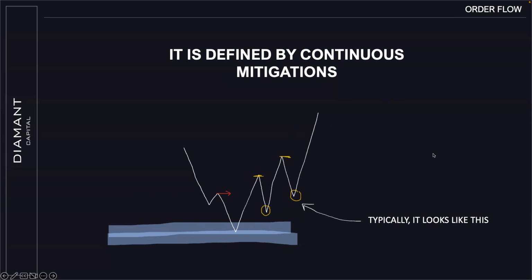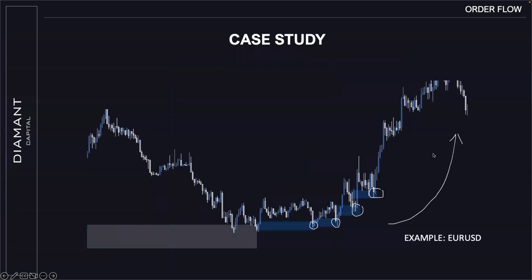Just as an example as well, we do have Euro USD. This is on the lower time frame, so I believe this is a 5-minute chart. But you can see, as you hit that high time frame demand zone in this case, as soon as we get that first change of character, then from there, it's pretty much going to be a focus on the order blocks on the way up.